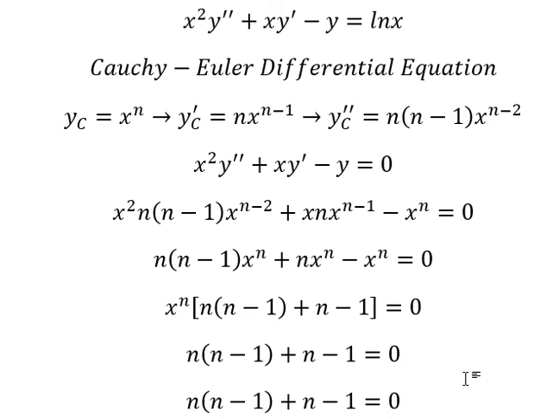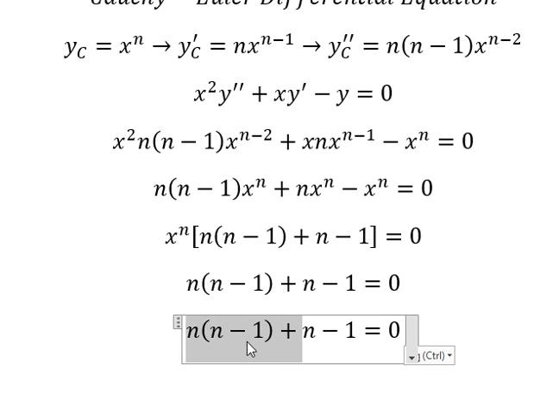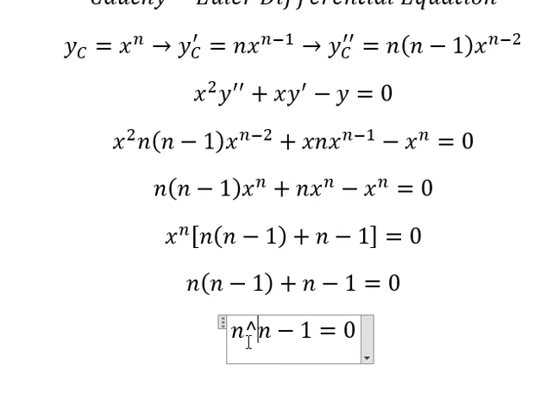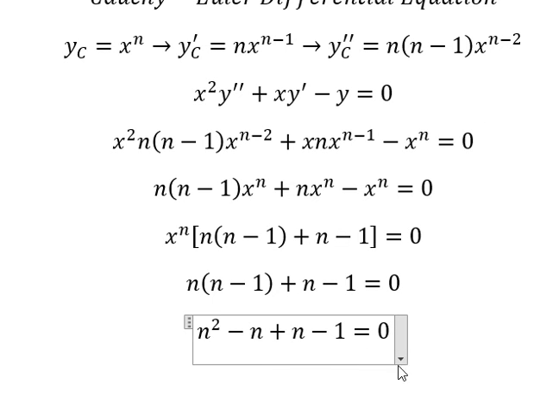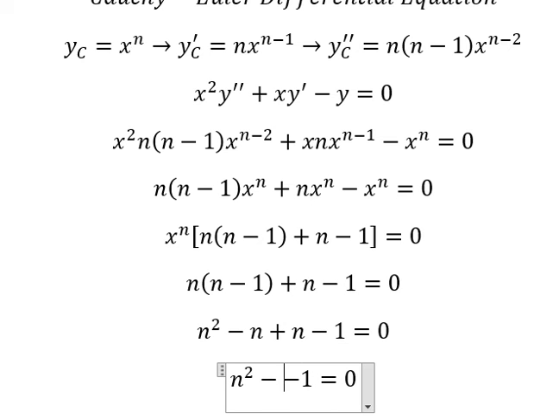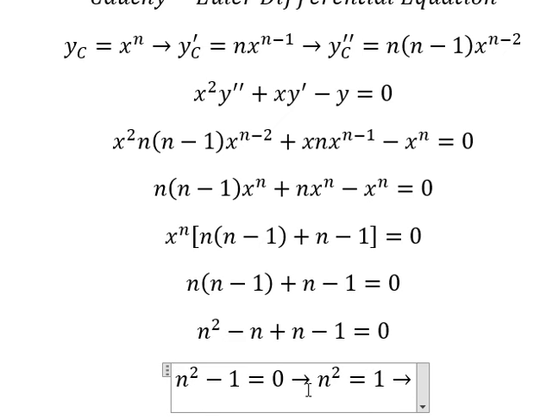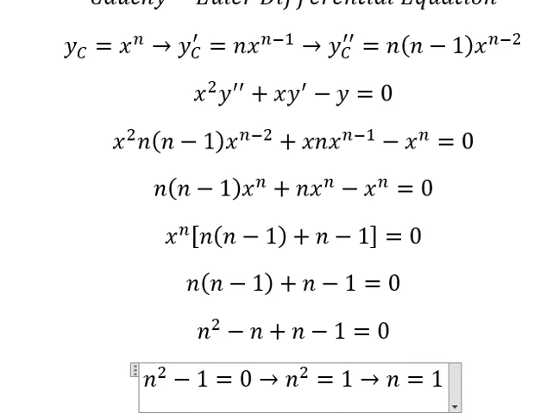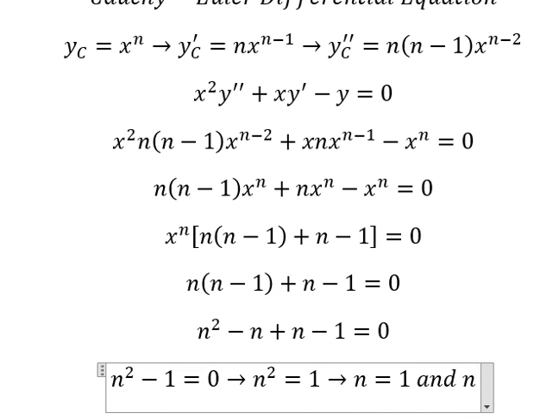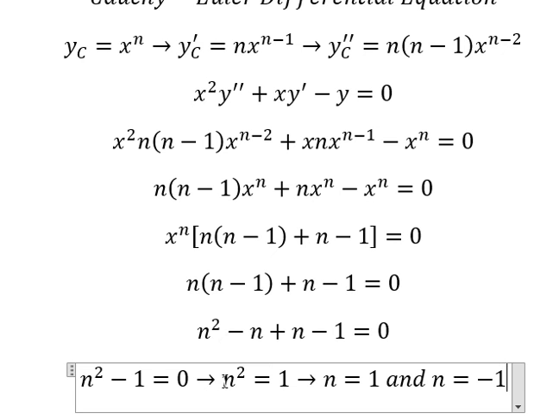And now we have n squared minus n. Now n minus n we cancel. We have n squared minus 1. And now we have n squared equals 1. And now we have n equals 1 and n equals negative 1. We just put the square root for both sides and we got like this.